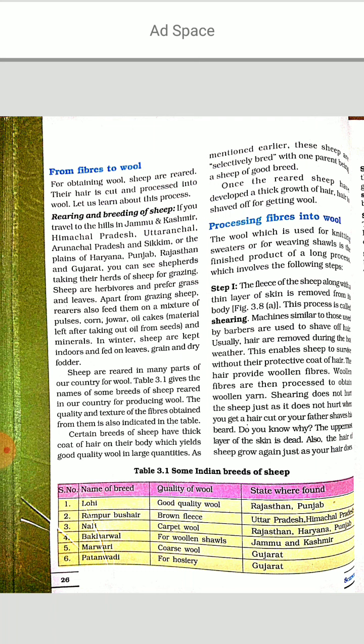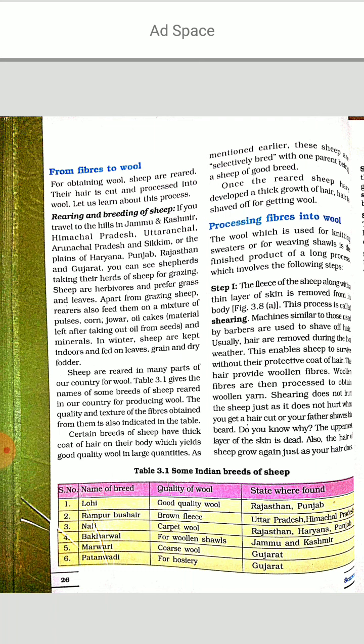Sheep are herbivores and prefer grass and leaves. So they are herbivores. They don't eat other animals. They eat grass and leaves. Apart from grazing, sheep rearers also feed them on a mixture of pulses, corn, jowar, oil cakes (material left after taking out oil) and minerals. In winter, sheep are kept indoors, fed on leaves, grain and dry fodder.